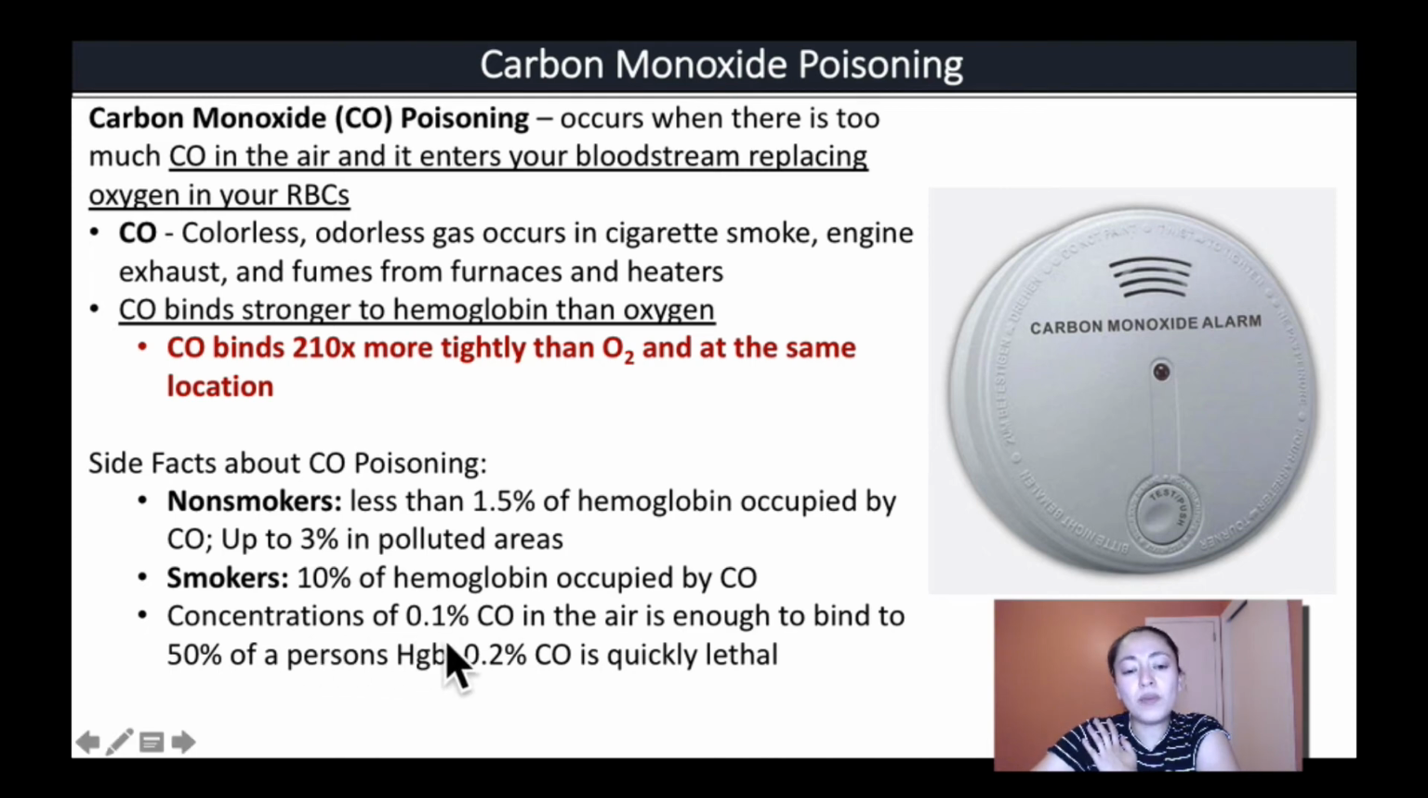Concentrations of just 0.1% carbon monoxide in the air is enough to bind to 50% of a person's hemoglobin, and then 0.2% carbon monoxide levels in the air become quickly lethal.